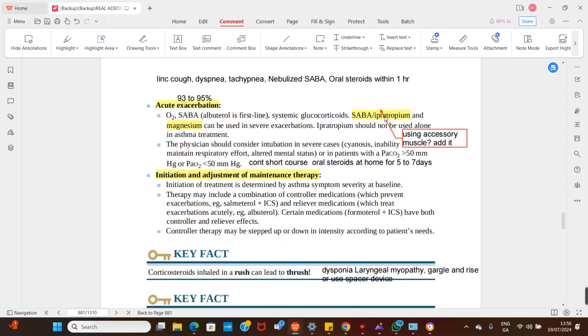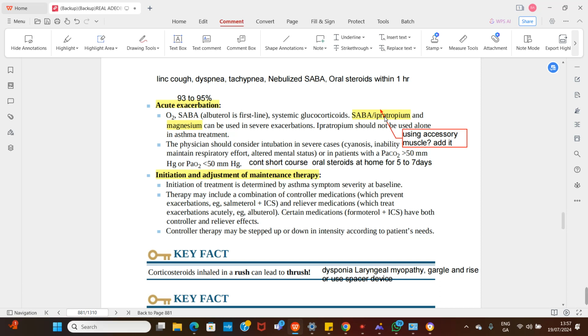Sometimes you might need to combine your SABA with your ipratropium. Don't forget, I've said it: you cannot use your ipratropium alone. You have to combine it with your beta adrenergic agonist. Very, very important. And sometimes in difficult situations, if they are not responding to your SABA, you might need to add magnesium. Magnesium can also help to relax the airway in severe exacerbation.